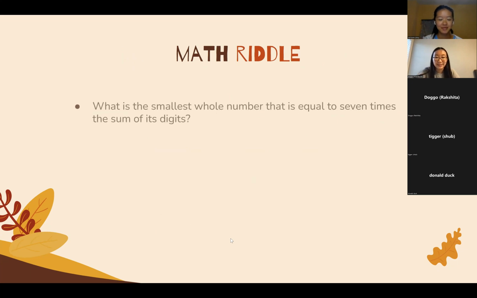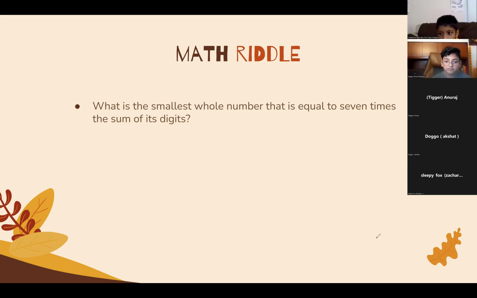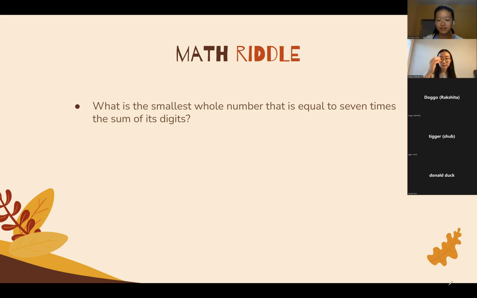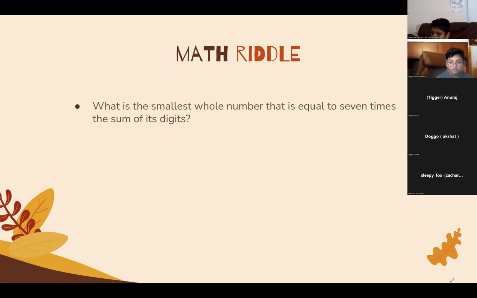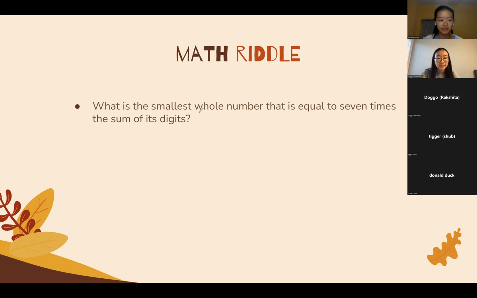Okay, so here's the riddle that the corn gives Tigger. What is the smallest whole number that is equal to 7 times the sum of its digits? All right, so try your best to solve this one. I would suggest using variables. That's your hint. And Tigger does not want to eat the corn because corn is disgusting and it gets stuck in his teeth. So he really doesn't want that.